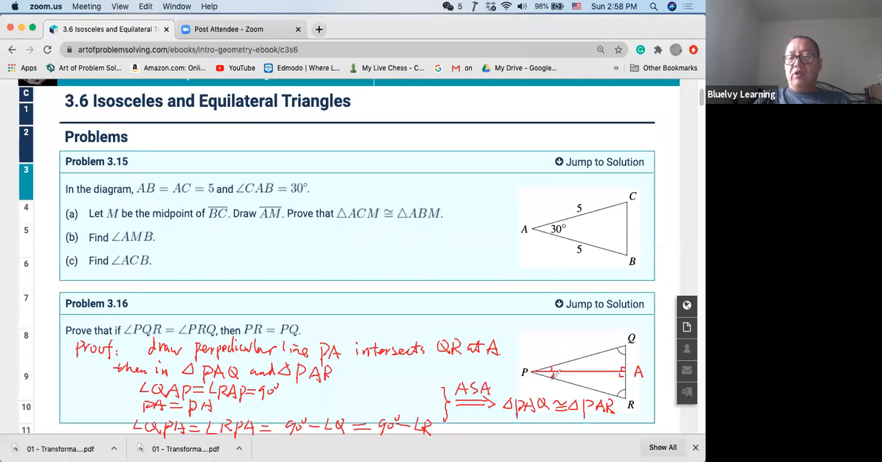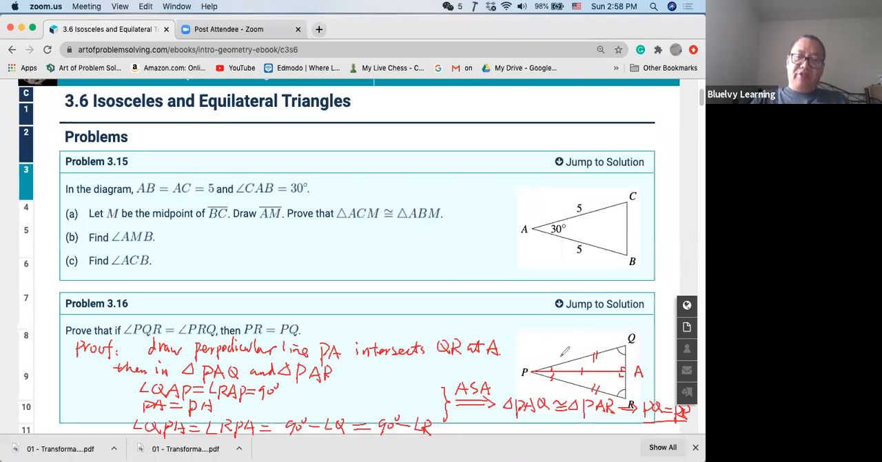This angle equals this angle, this side is shared, and then this angle equals this angle. So by AAS, these two triangles are congruent. Then we can get PQ equals PR, because these two sides are corresponding sides of these two congruent triangles. So they're equal. This is the correct way to prove this.